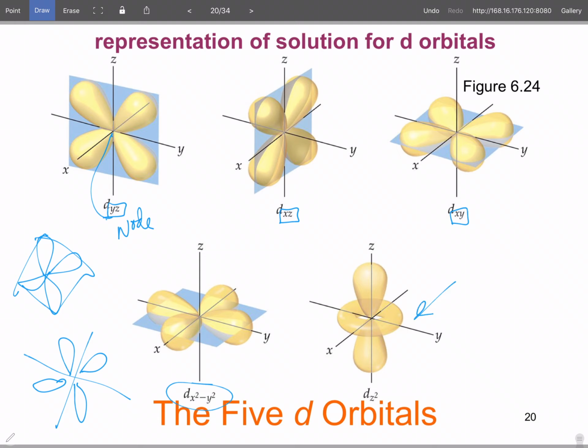So a P is a dumbbell, an S is a sphere, a D is a double dumbbell. And then this is what I like to call the Jetsons view. It looks like the Jetson thing. So you have the lobe and you have the inner tube around. So that's the wild one. So remember, for D's, L is equal to 2. So M sub L is equal to -2, -1, 0, 1, and 2. So that's how we get the 5.